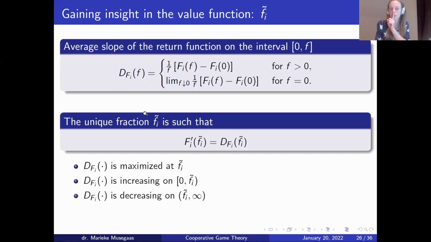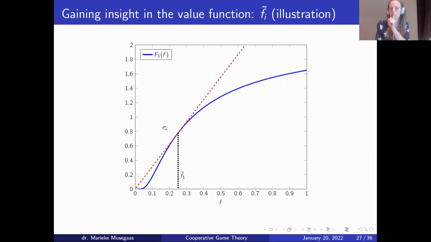And then there exists a unique number, I call it F tilde. And this F tilde is somewhere on the horizontal axis. It is some amount of vaccines. And this F tilde is unique. It is the point where the slope of the function is exactly the same as the average slope. Okay, I hope you're still with me. And it is exactly over here. If you draw the slope of the function, it's exactly the same line from here to the origin.